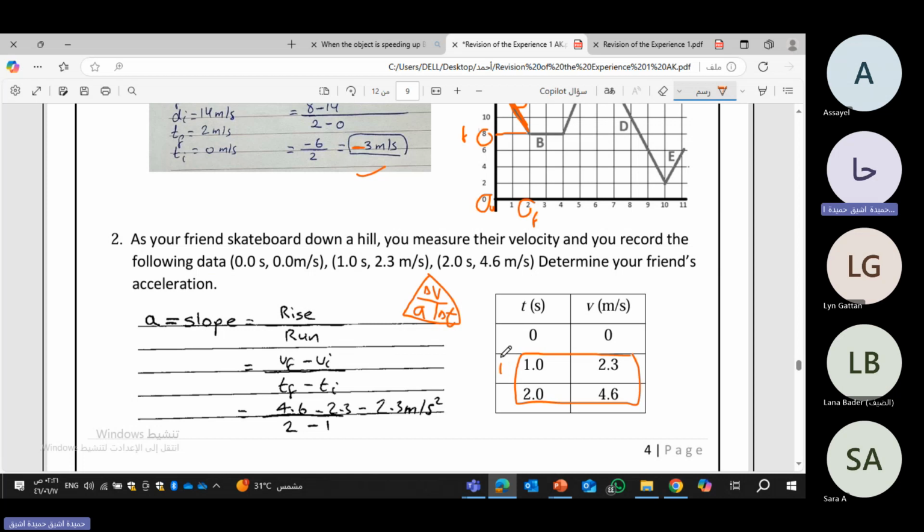So this is initial time, this is initial velocity, and this is final time, and this is final velocity. So I'm going to subtract V final minus V initial. This is like y2 minus y1, and T final minus T initial is like x2 minus x1. And then you just subtract 4.6 minus 2.3 over 2 minus 1, and then you get the number. Don't forget, if it's acceleration, the unit is meter per second squared.